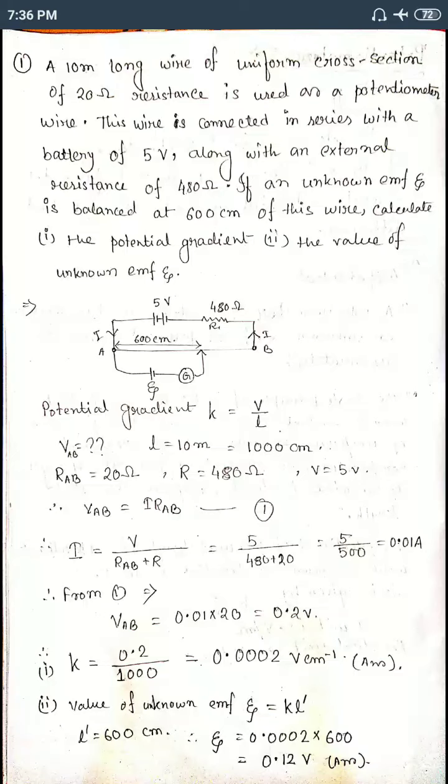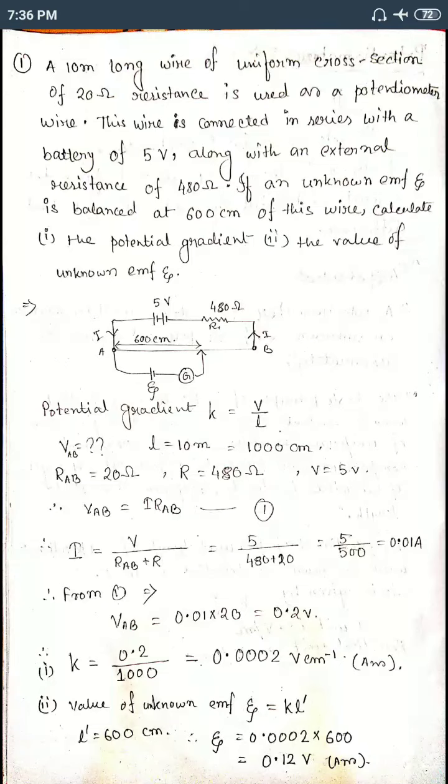So here it is given that a 10-meter long wire of uniform cross section of 20 ohm resistance is used as a potentiometer wire. So in this figure I will draw AB as the potentiometer wire. This is a 10-meter long wire, and its resistance is 20 ohm. That's why I will write L equals 10 meter, and I will convert it into centimeter, and the resistance of this wire, that is RAB, equals 20 ohm.